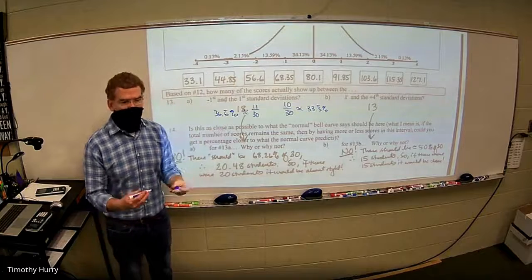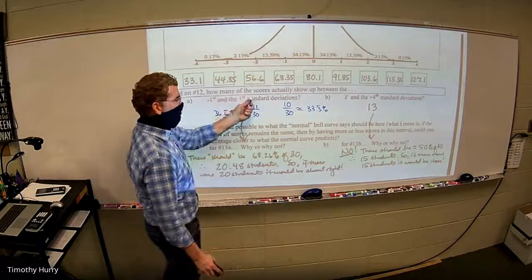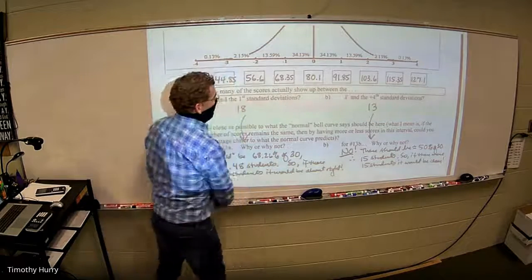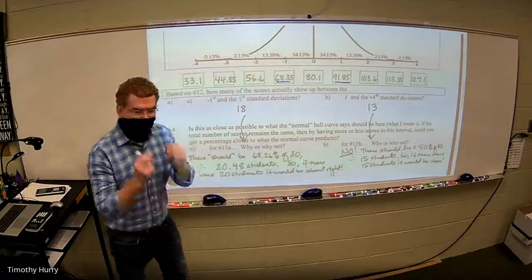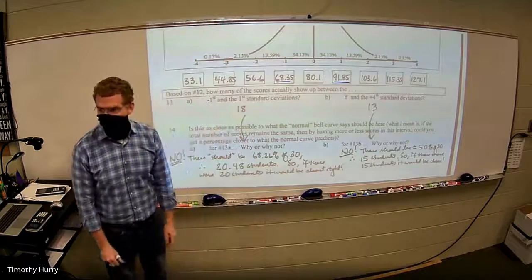So when I say as close as possible, I really want you to take what's there. Like this said, how many scores are actually between the negative and the first standard deviation? So negative in the first would be scores between these two. So do you have any scores higher than that, lower than that? Well, you go and you count them all up and you got 18 of them.